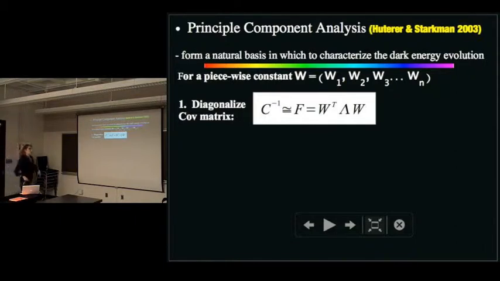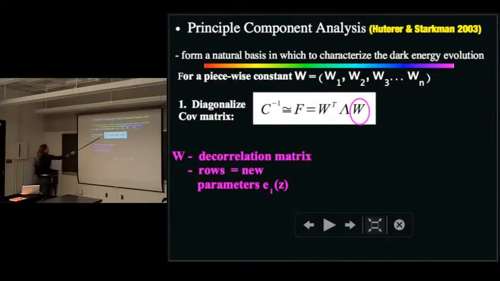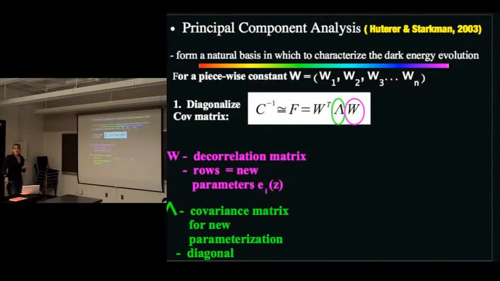So basically, you're now trying to constrain a vector W of n elements, where n is the number of redshift bins that you have. What you do is you take the covariance matrix and you diagonalize it using a decorrelation matrix. So basically, you're taking the covariance matrix and diagonalizing it, and this is the new covariance matrix of your new parameter set. Because the covariance matrix is diagonal, it means that the new parameters are uncorrelated. The new parameters then form the rows of your decorrelation matrix over here. The diagonal elements of your covariance matrix give you the variances on your new parameters.